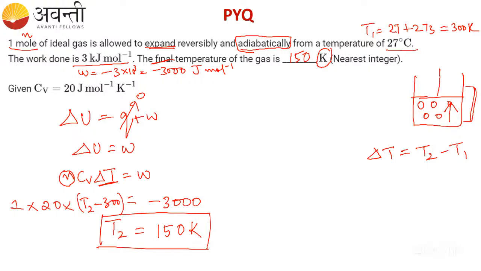Like for delta U, we have two formulas, right? One is Q plus W and the other one is nCv delta T. So these are the two formulas which are used to find out delta U. So from that you can find out the corresponding answer. Got it? Only by practice you can get good confidence.